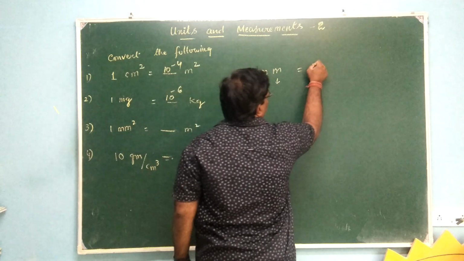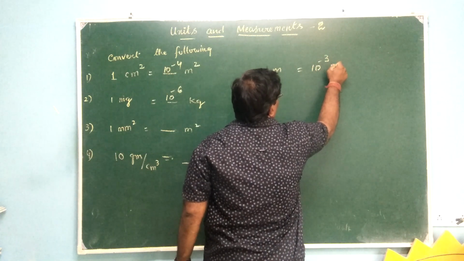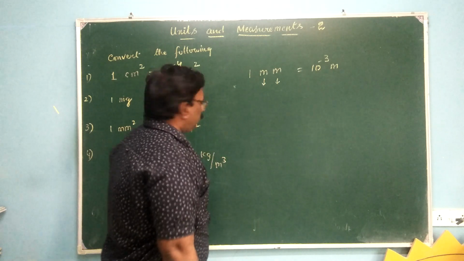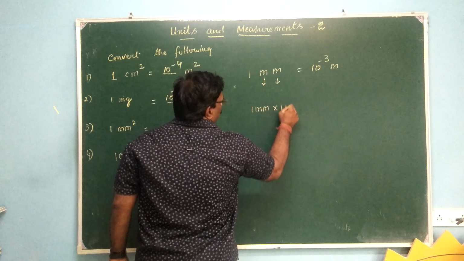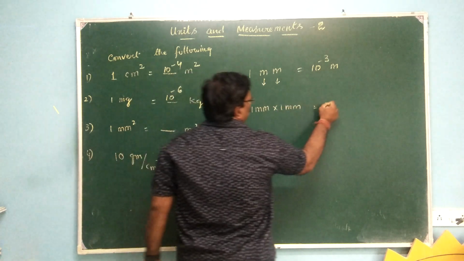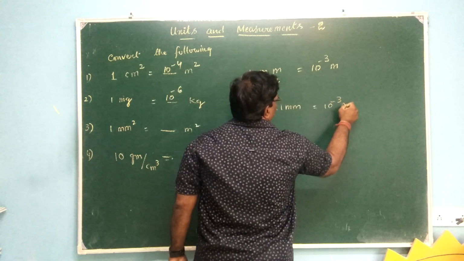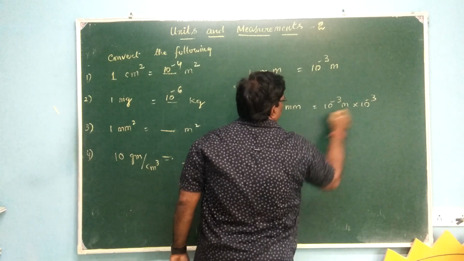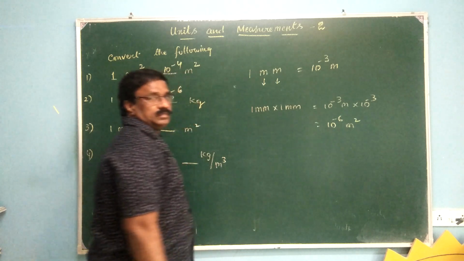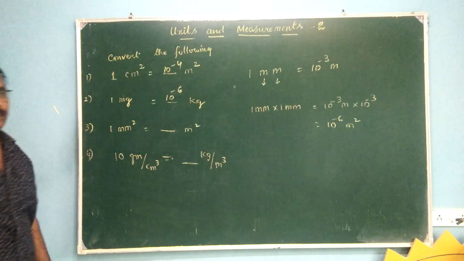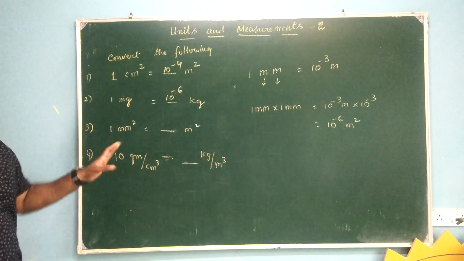So I want to write in meters. Milli means 10 power minus 3 meter. But he is asking 1 mm square. So 1 millimeter into 1 millimeter, I can write it as 10 power minus 3 meter into 10 power minus 3 meter. It becomes 10 power minus 6 meter square. This is the way to convert millimeter to meter.